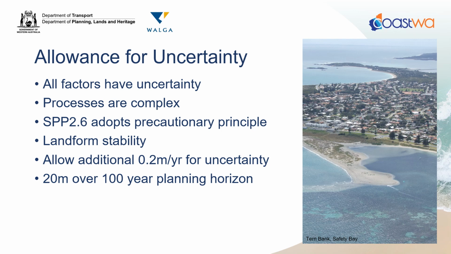So that counters things such as those changes in trends we talked about earlier, where you can see long-term periods of accretion followed by long-term periods of change. Or the example in the photograph shown here is Turn Bank within Safety Bay in the city of Rockingham, which is an area which has changed dramatically over the last several decades. The bank here has continued to grow. It's moved into a navigation channel. It's creating a lagoon and other sheltered areas nearby, but it's drastically changing the coastal processes. And some of these things are really hard to predict. So as a result, there's a factor of safety built into the allowance for uncertainty.